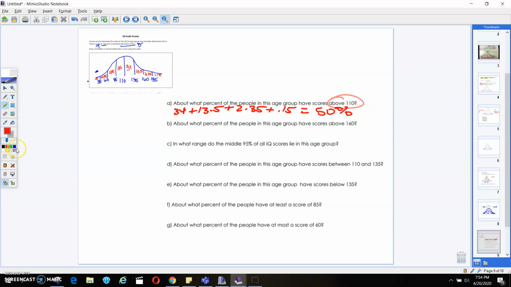So next question, it says about what percentage of people in this age group have scores of above 160. Okay, so let's look at it. Where's 160? It's right here. And it wants us to be above. So above is to the right, right? So that's going to add 2.35 plus 0.15. When I add those together, I'm going to get 2.50%.